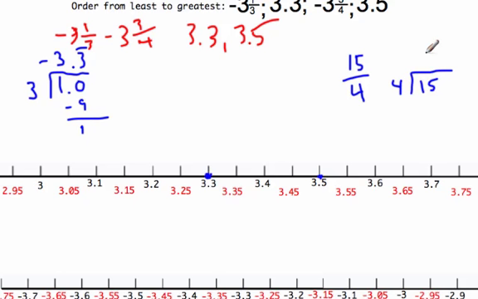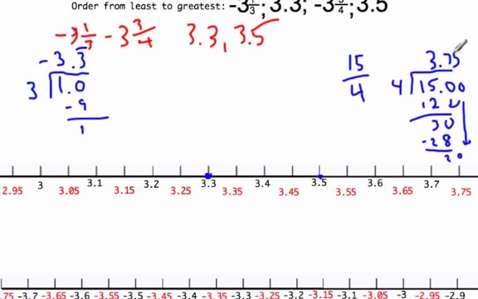4 goes into 15 3 times. 4 times 3 is 12. We subtract, we get 3. Bring down a 0 here. And that'll go in 7 times. You might even know from experience that 3/4 is 0.75, but still, it's a good habit to learn the way that the fraction becomes a decimal. And of course, don't forget that this number was negative to begin with. That's a common mistake that you will make, so be careful of that.